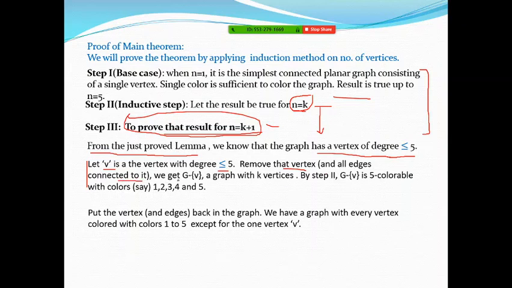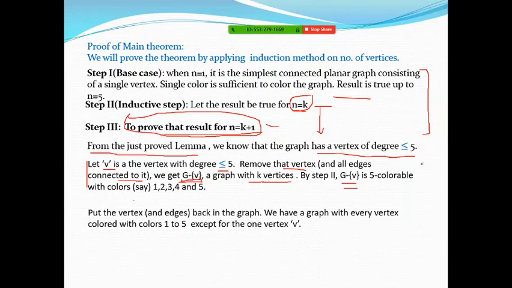The given graph was G. In that graph G, there was one vertex with degree less than or equal to 5. It's 100% there. Now we are assuming one graph which is without V, that is G minus V. It is a subgraph. But now see, we have removed one vertex, so the graph is with k plus 1 minus 1, that means k vertices. So by step number 2, the result is true. So G minus V is 5 colorable.